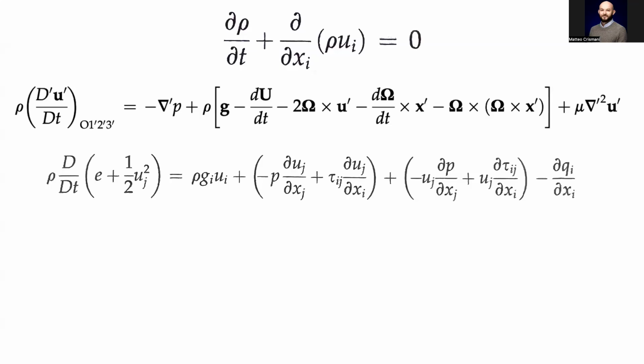So we can say to ourselves, what happens if I take the advective term and I divide it by the viscous term? Well, you get the Reynolds number. So what if the advective term is much, much bigger than the viscous term? What does that mean?